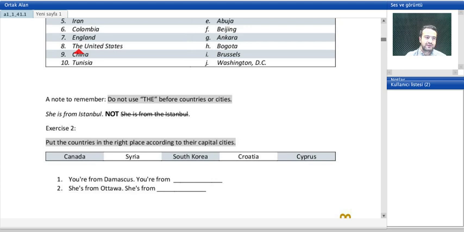Okay. A note to remember, do not use the before countries or cities. She's from Istanbul. Not she's from the Istanbul. We never use the before countries or cities.